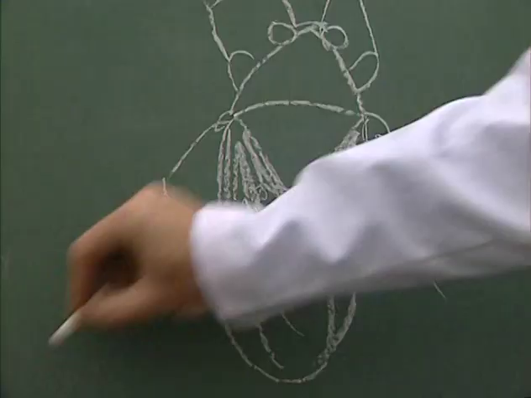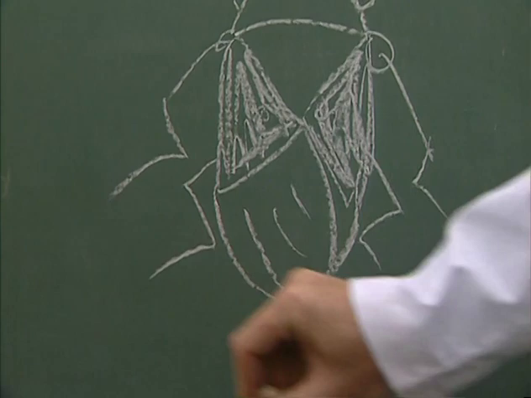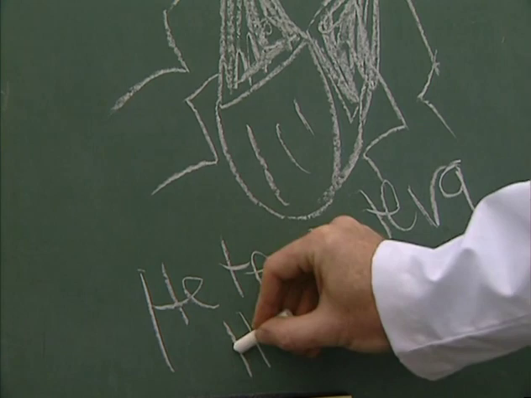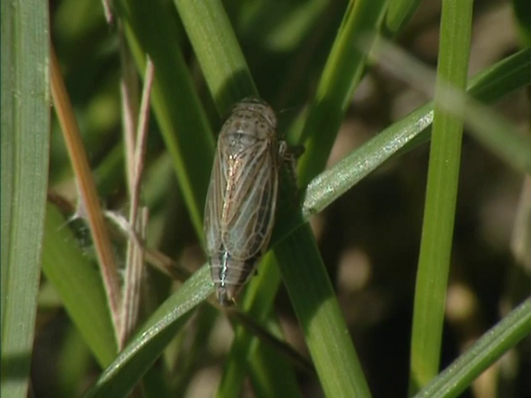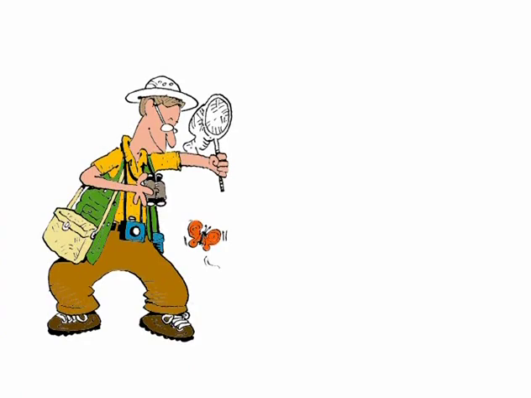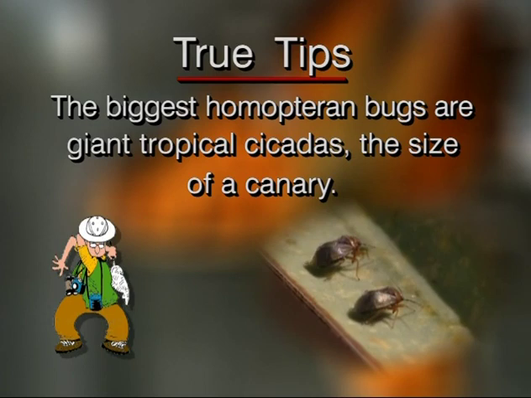There we have a more typical heteropterous insect. Hetero meaning different, because the wing is of two different sorts, and ptera meaning wing. Or sometimes you will see the alternative term hemiptera used, hemi meaning half, and ptera meaning wing, because half the wing is of one kind and half is of the other. But there you have it, the two typical sorts of true bugs, the homoptera and the heteroptera, or hemiptera, both true bugs and both proud of their wing configuration. The biggest homopteran bugs are giant tropical cicadas, the size of a canary.